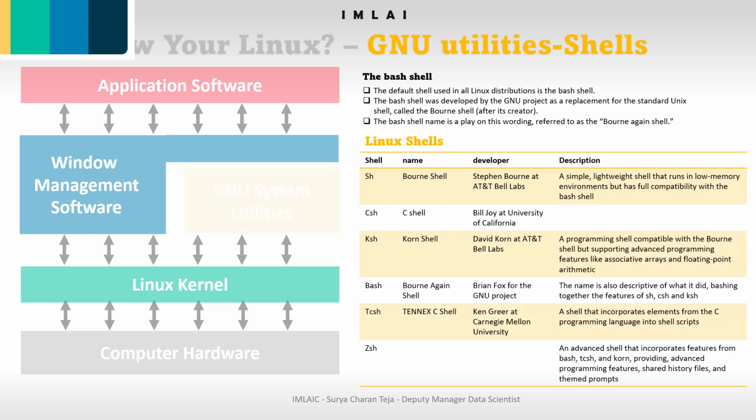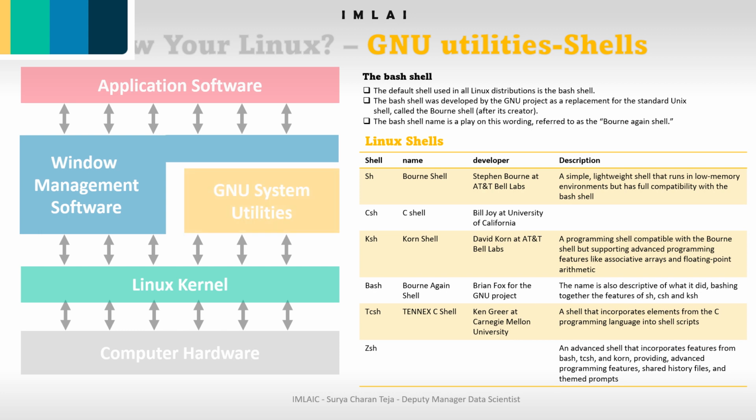Then that's the Bourne shell. It was developed by Stephen Bourne at AT&T Bell Labs. It's a simple, lightweight shell that runs in low memory environments but has full compatibility with the Bash shell. The second one we have is CSH, the C shell. It was developed by Bill Joy at the University of California.